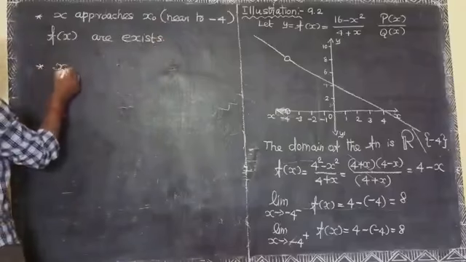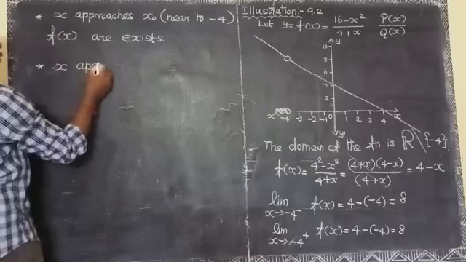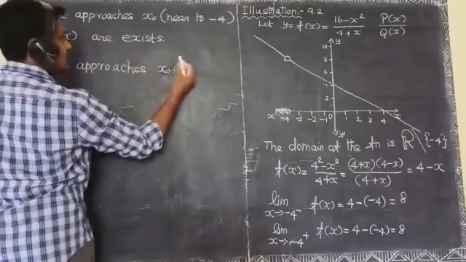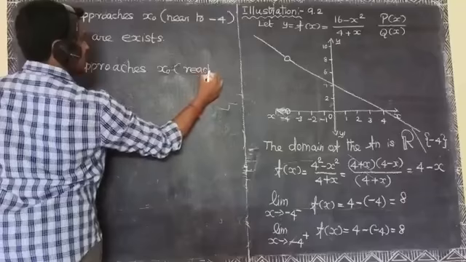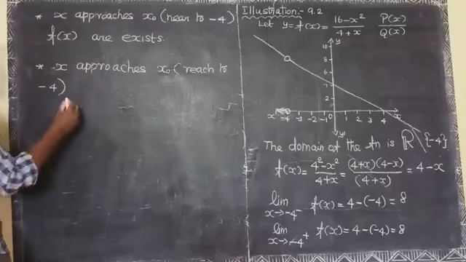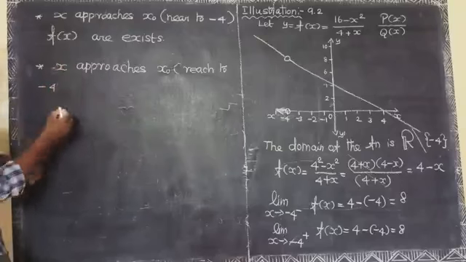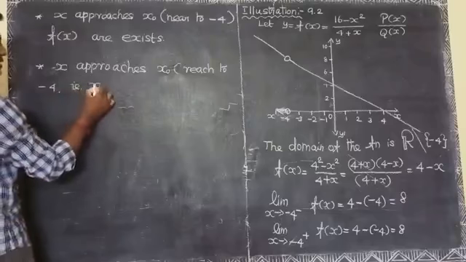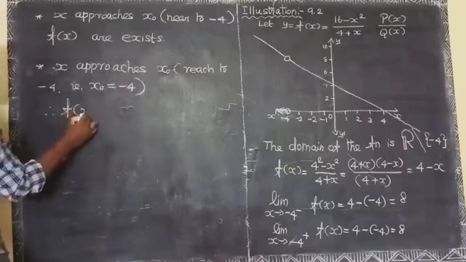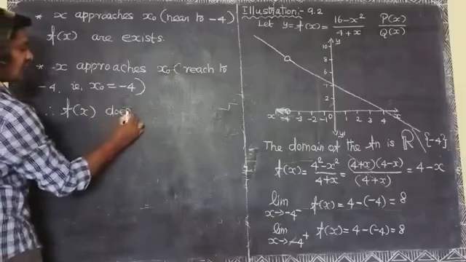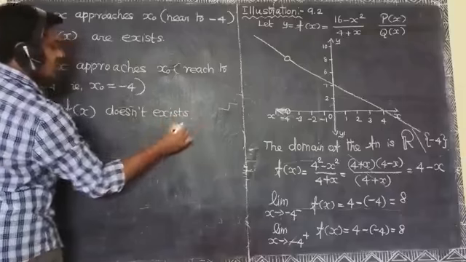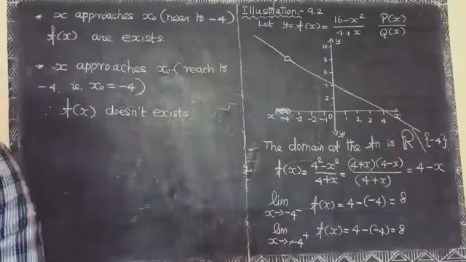Suppose x reaches x naught, that is reaches minus 4, that is x naught equal to minus 4. Therefore f of x does not exist.